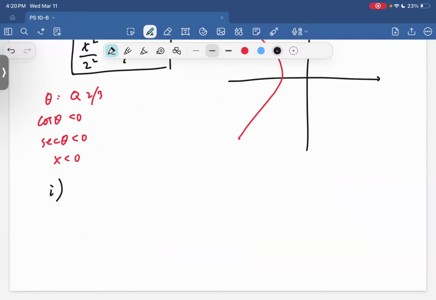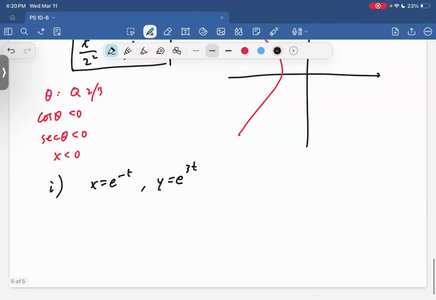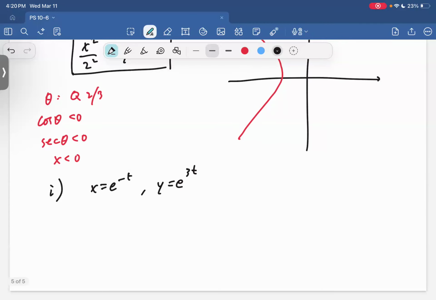Okay, we have x equals e to the negative t, and y equals e to the 3t. You could isolate t, so I'll do it that way. If I isolated t, I could take the logarithm of both sides here. So ln of x equals ln e to the negative t. And then we would conclude that ln x equals negative t. So t equals negative ln x.